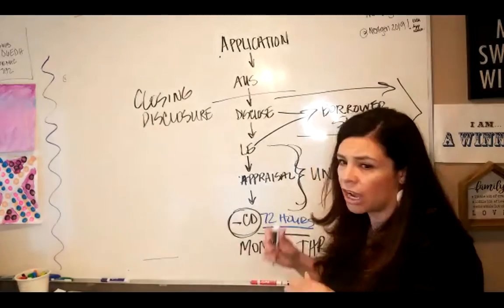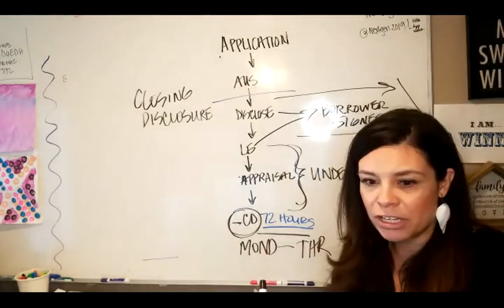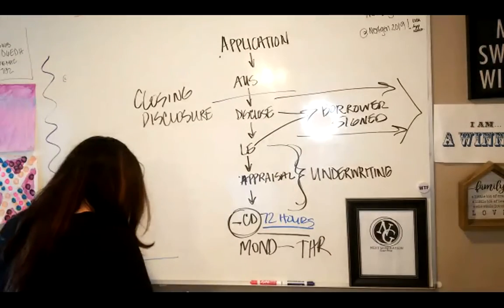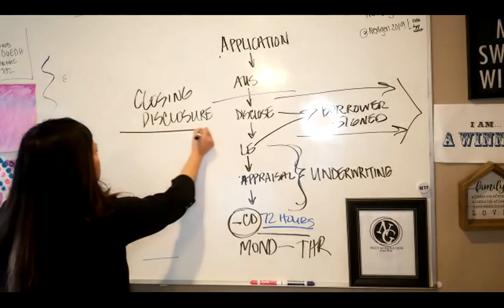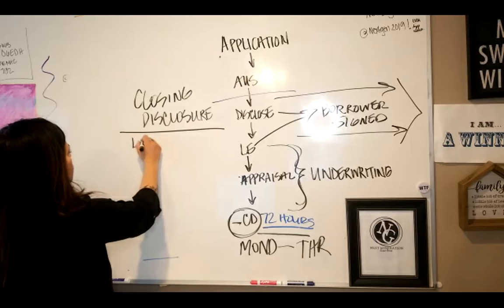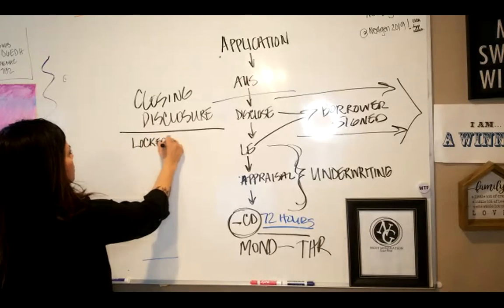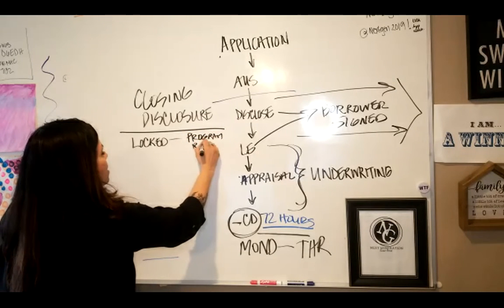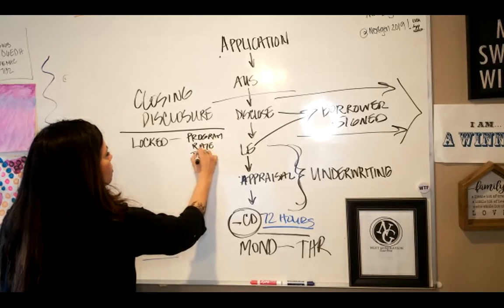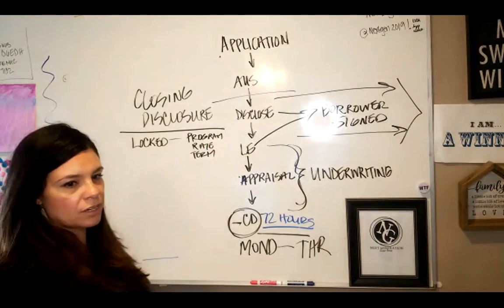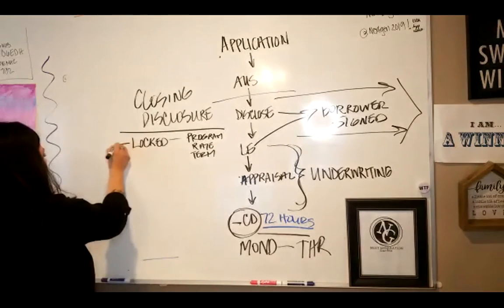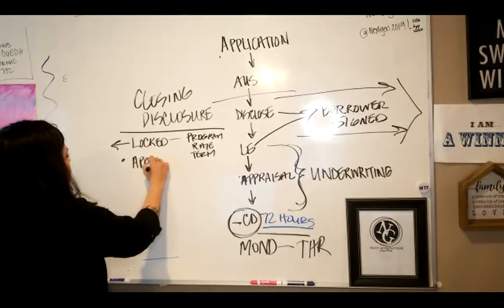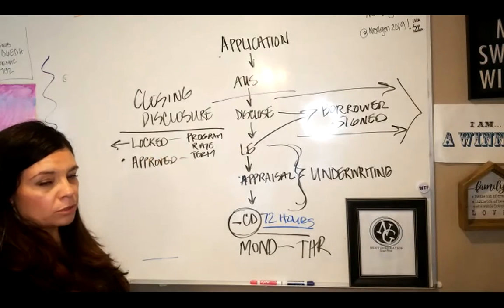Okay. Now, what are the things that you need to have in order to issue a CD? So you have to have the loan locked. It's the program, what kind of loan, the rate, and the term. And the term is how long? Is it a 30-year, 20-year, 15-year? So you have to have the rate, you have to have the loan locked. The loan has to be initially approved. It's got to be a viable loan.